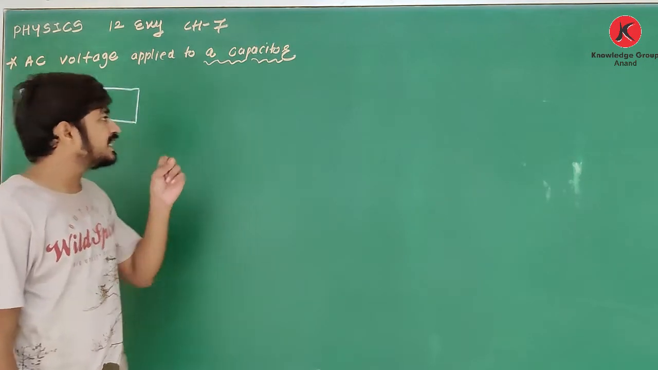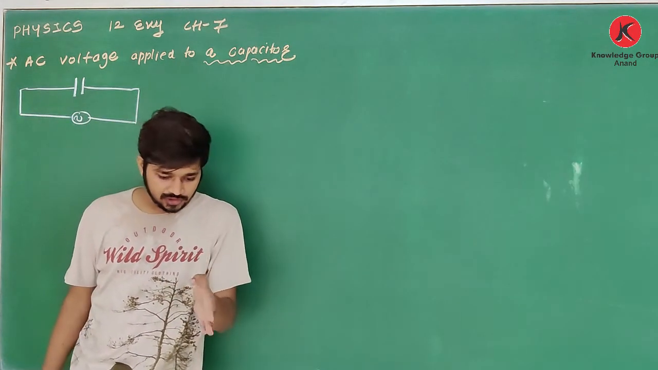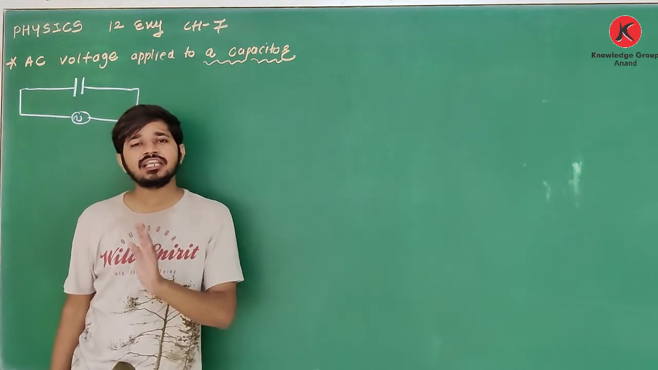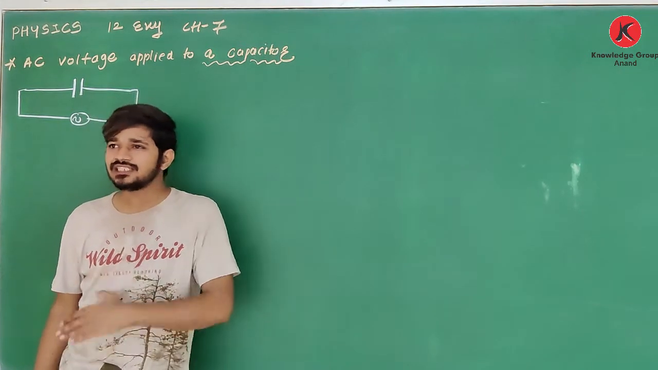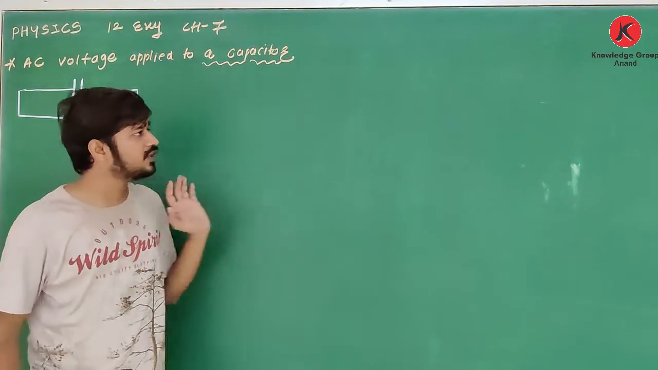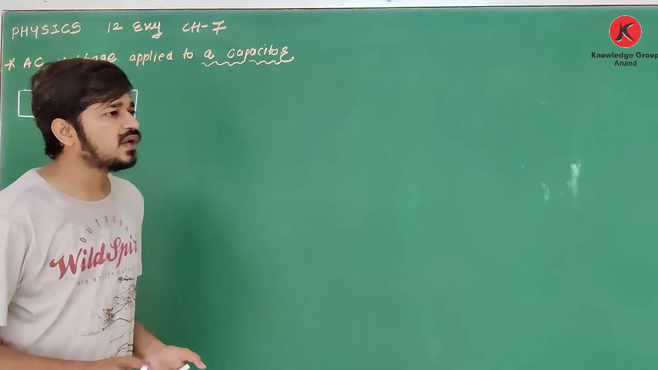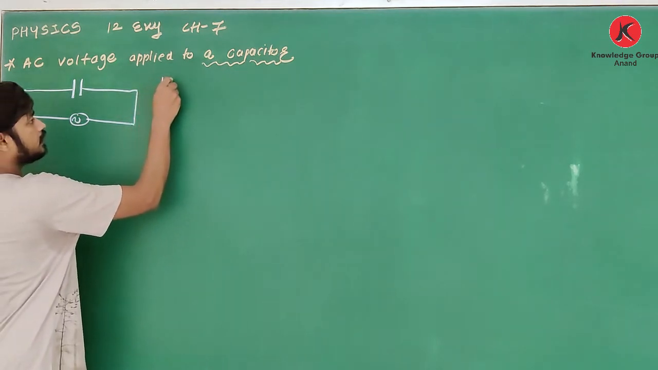But when it is connected with an AC source, it is charged and discharged in intervals of time. How it gets charged and discharged, we will see in this topic. So, AC voltage applied to a capacitor. We are assuming one intermediate situation where AC voltage applied to a capacitor means it is called a purely capacitive circuit.